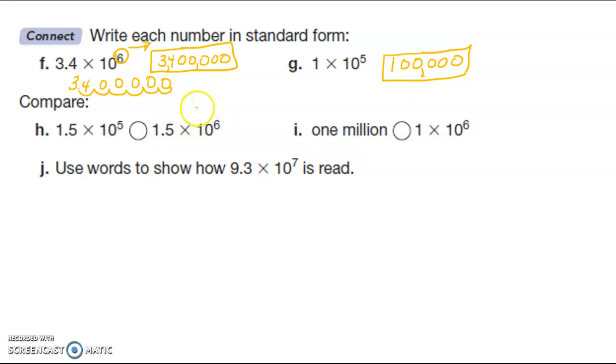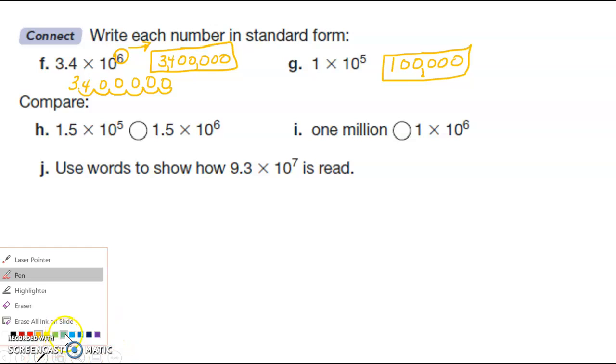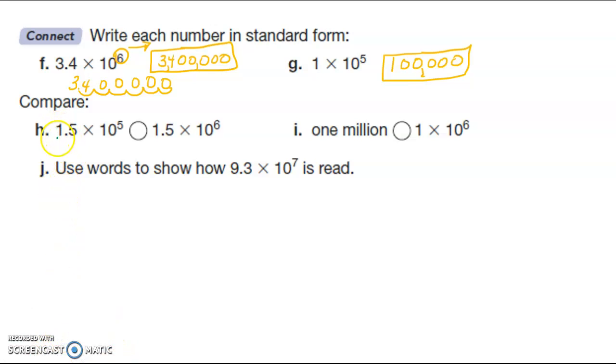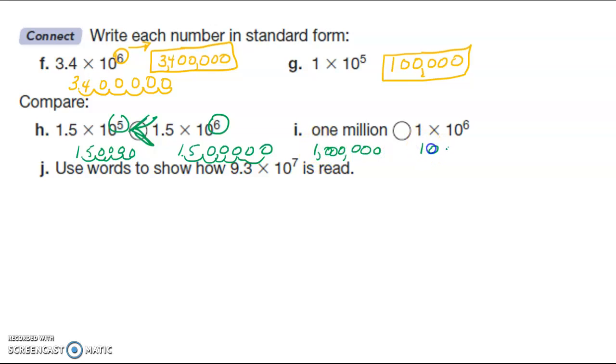Okay, here we have compare. Let me change colors here. 1.5 times 10 to the 5th, so that's going to be 1.5. 1, 2, 3, 4, 5. And this is times 10 to the 6th, so 1.5 times 1, 2, 3, 4, 5, 6. You can probably already tell that this is going to be larger than this one. And here I have 1 million, and 1, 2, 3, 4, 5, 6. So these are the same.